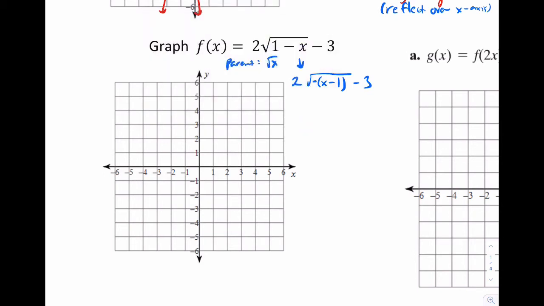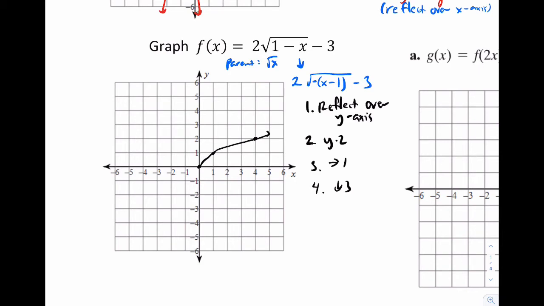Now I can see that I can reflect over the y-axis. That's what that negative on the inside is. That's what we talked about. Reflect over y-axis. And then we're going to stretch y by 2. And then we're going to move right 1. And finally, we're going to go down 3. So I'll start with my parent. So those are my parent points we had at the beginning of the lesson.